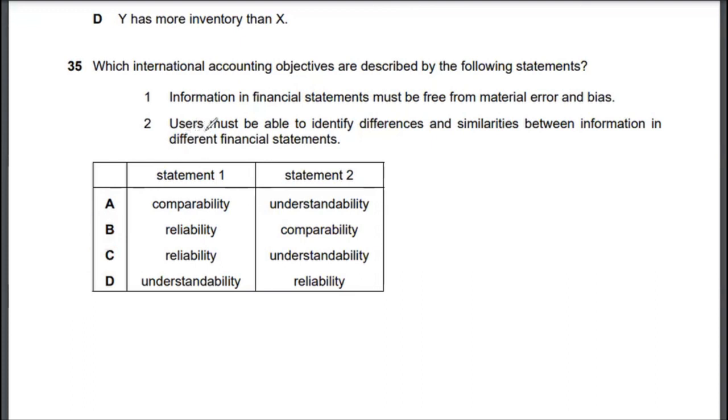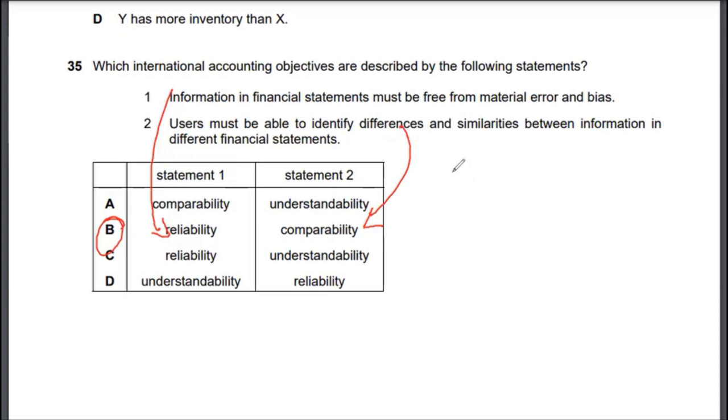Right, let's read statement 2. Users must be able to identify differences and similarities between information in different financial statements. So that is about comparability, actually. The first one pertains to reliability, and the second is about comparability. So the correct answer to multiple choice 35 would be option B.